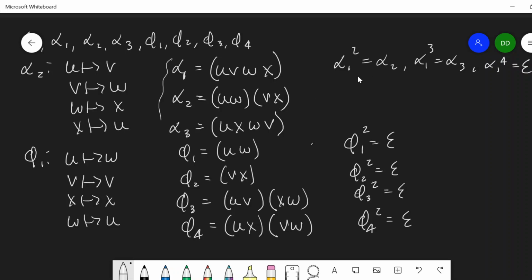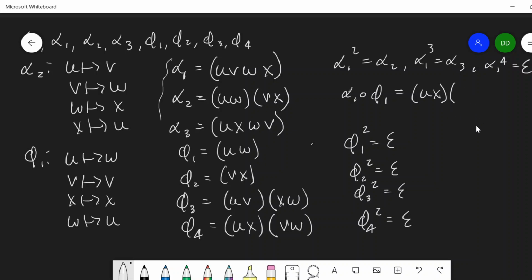And then I can also compose these rotations with the reflections. If we do something like alpha 1 composed with, I'll just do 1 for an example, theta 1, we should end up with a different automorphism. So here we would do theta 1 first. So I would send U to W, and then alpha 1 sends W to X. So that means U would get sent to X. Where does X go? Well, by theta 1, X gets sent to itself, and then X gets sent to U by alpha 1. So X would go back to U.